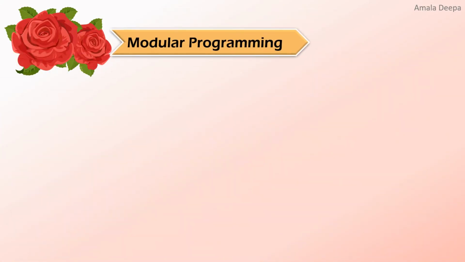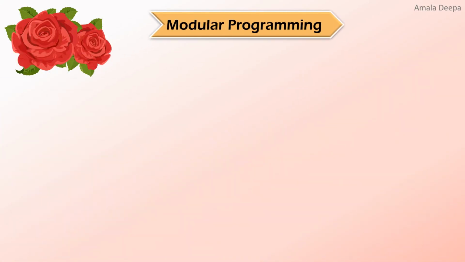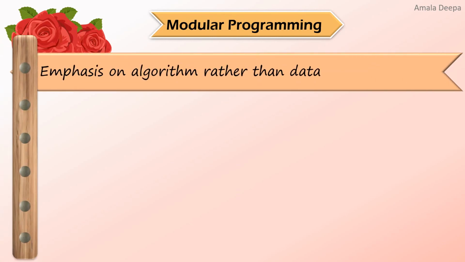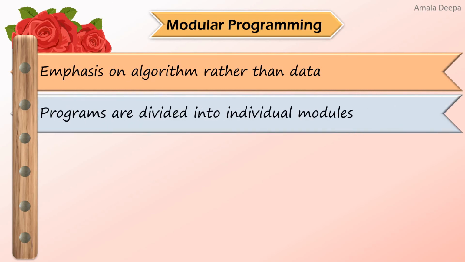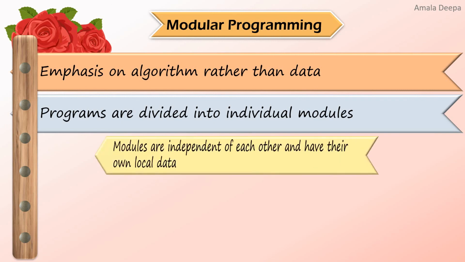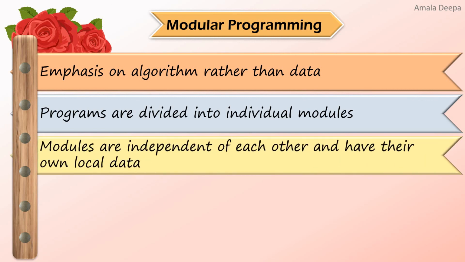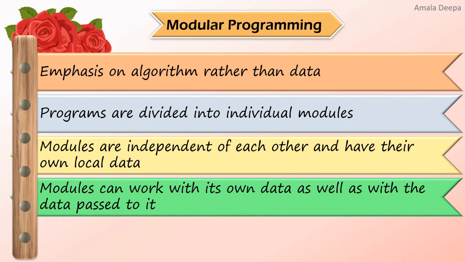In modular programming, a set of related functions are grouped together into independent parts called modules. The following are the features of modular programming. Modular programming emphasizes on algorithm rather than data. Programs are divided into individual modules. Modules are independent of each other and have their own local data. Modules can work with their own data as well as with the data passed to them.